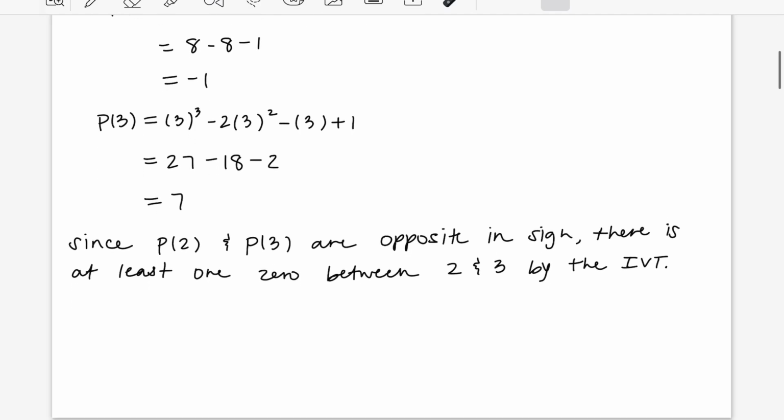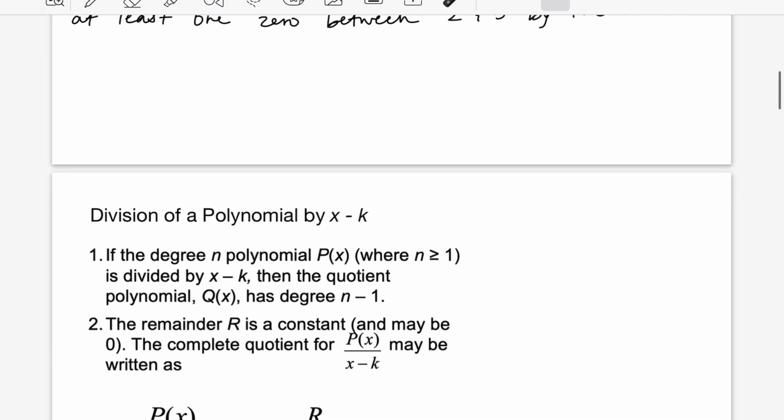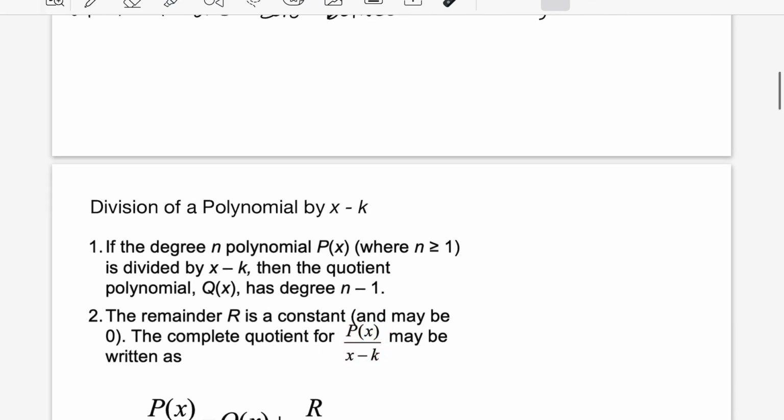Alright, so now we're going to go into synthetic division. We're going to look at division of a polynomial by this form here. So if the polynomial of degree n, where n is greater than or equal to 1, is divided by x minus k, then the quotient polynomial, q of x, is going to have degree n minus 1. Additionally, the remainder r is going to be a constant, and it can also be 0. And the complete quotient for p of x divided by this may be written as this here.